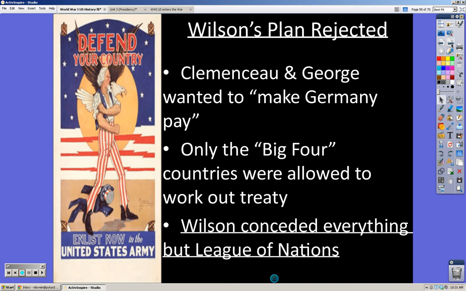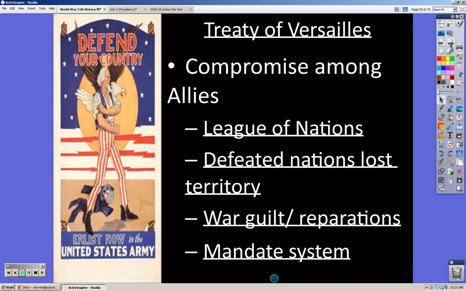So Wilson conceded everything but the League of Nations. He insisted that the League of Nations be put in the treaty because he felt that this is how you maintain and sustain peace, by having a forum to talk about the problems you have. So if you want to attack someone, you can talk it out as opposed to just going to war. So we have the Treaty of Versailles, and it's a compromise among the Allies. It's the Paris Peace Conference, and it met at the Palace of Versailles in France. What the treaty does is it has the League of Nations, which Wilson really pushed for, but the rest of his points were rejected. So that's the only thing that he got.